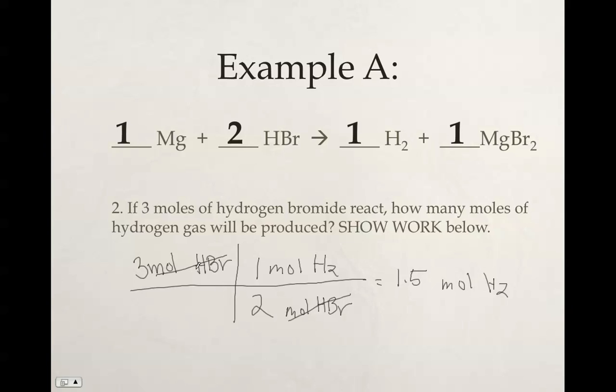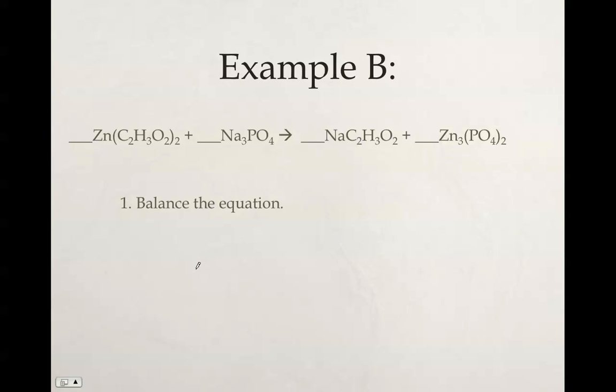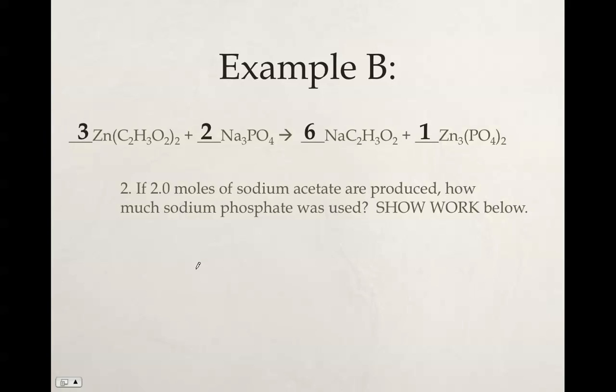All right, doing another example, and we balance this chemical reaction. We put a 3 in front of the zinc acetate. We then needed 2 in front of our sodium phosphate, and then a 6 and a 1. So here, they're all straightened out. So we have 3, 2, 6, 1. That's our ratio: 3 to 2 for our reactants will make 6 to 1 of our products. Just like before, we're going to start with what we are given. So 2 moles of our sodium acetate.